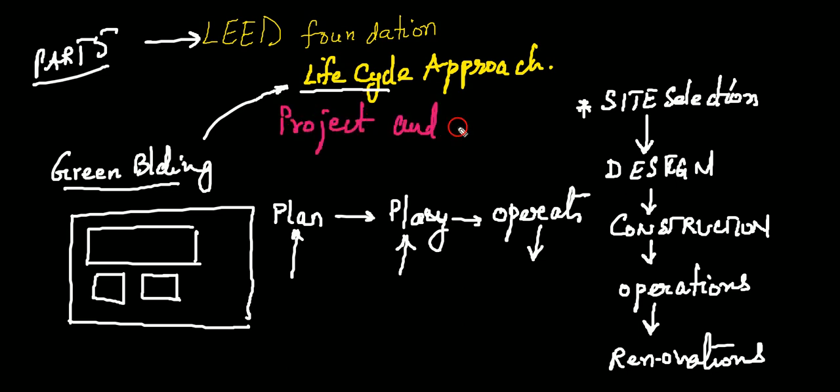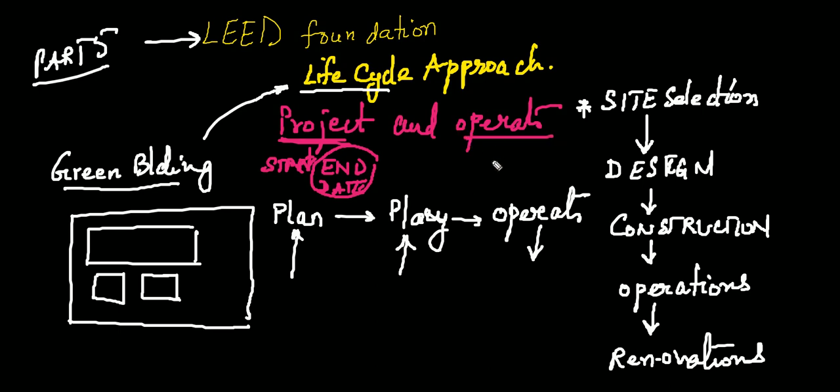A project is anything which has an end date. Just remember this: any activity which has a start date and an end date is called a project. Operations do not have an end date. They keep going. That's why it's called ongoing. Another word for operations is ongoing activities. I hope this much is clear now.